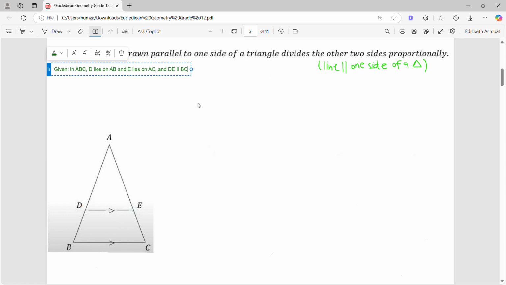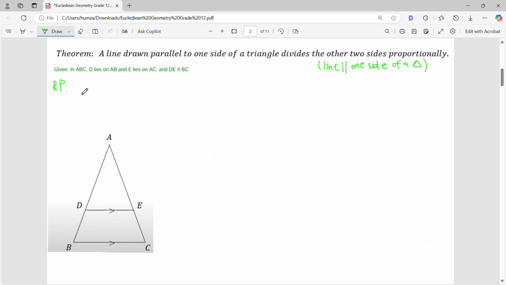Now this is the given information, right? In triangle ABC, D lies on AB, and E lies on AC, and DE is parallel to BC. Now in order to prove the theorem, we need to read the theorem again. The theorem says a line drawn parallel to one side of the triangle divides the other two sides proportionally. So we are required to prove the proportionality of these sides of this triangle. Required to prove, RP.